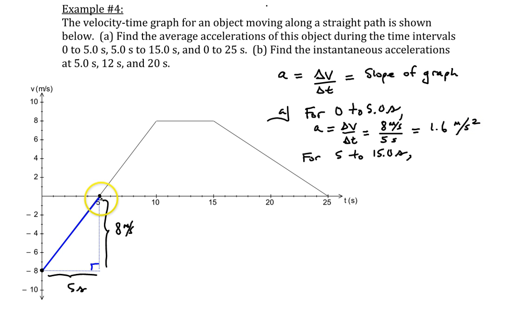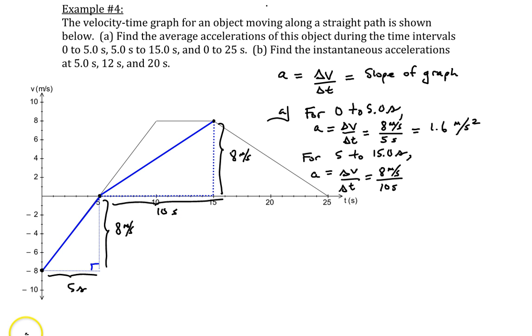And now from 5 seconds to 15 seconds, that's this point right here, let's draw the line that we need to take a slope of. There's our line, and now let's draw a triangle for our slope. And we're going to be doing a rise of 8 meters per second over a time interval of 10 seconds. And plugging into our definition for acceleration, we get an answer of 0.8 meters per second squared.